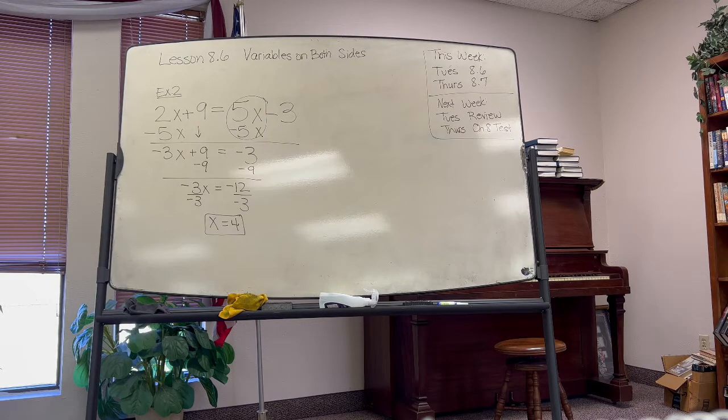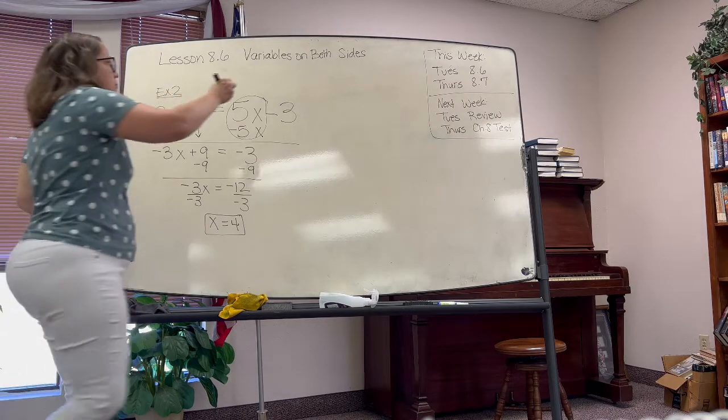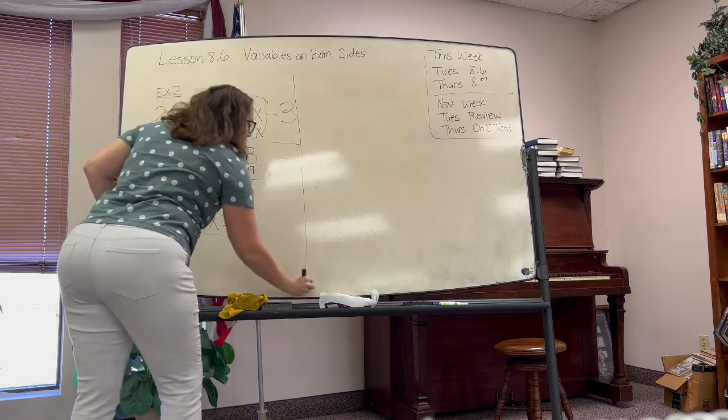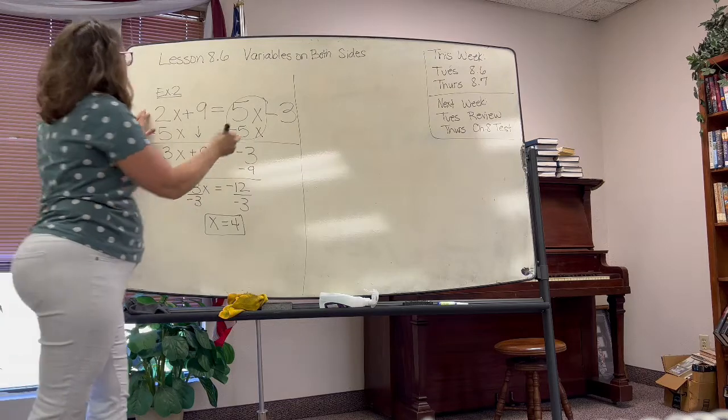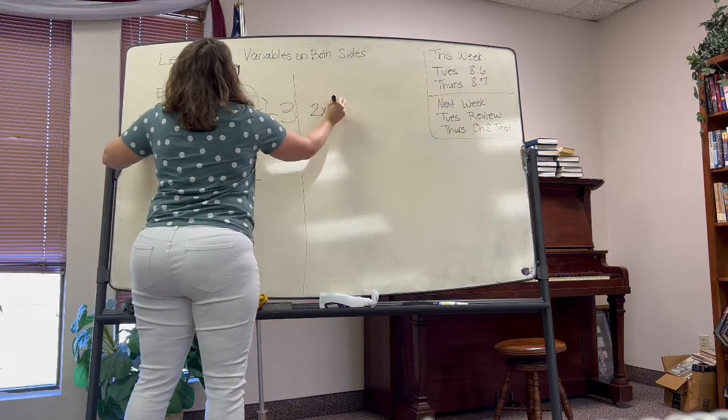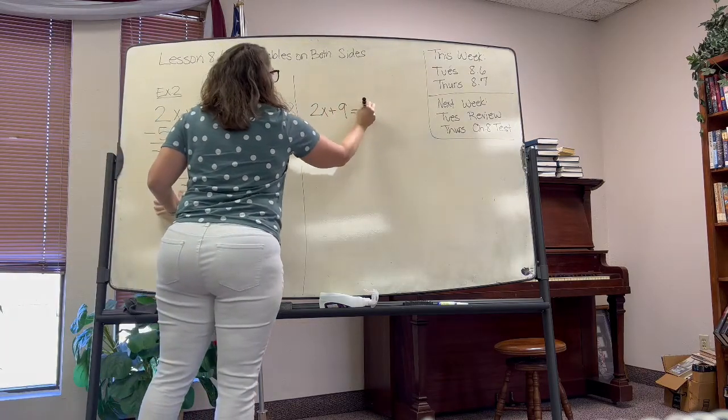Okay, do y'all have any questions about that one? Okay, so I'm going to show you a quicker way now, okay? So you don't have to write this. If you want to just watch, okay? So let me rewrite the problem. 2x plus 9 equals 5x minus 3.